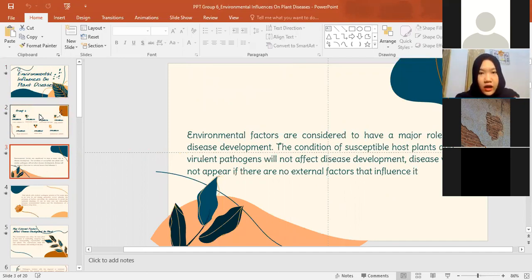For the beginning, environmental factors are considered to have a major role in disease development. The condition of a susceptible host plant and a virulent pathogen alone will not determine disease development. Disease will not appear if there are no external factors that influence it.